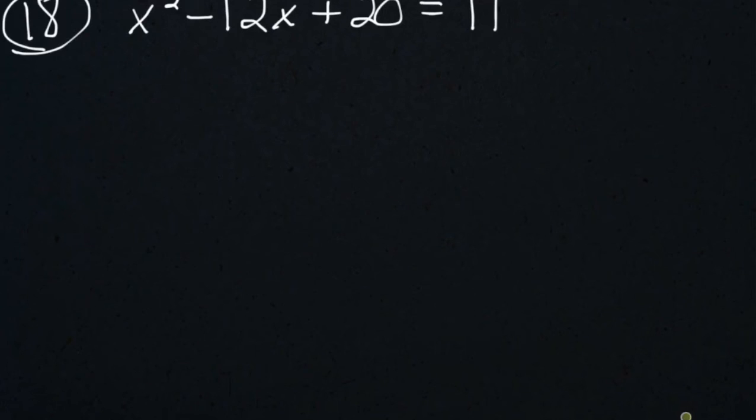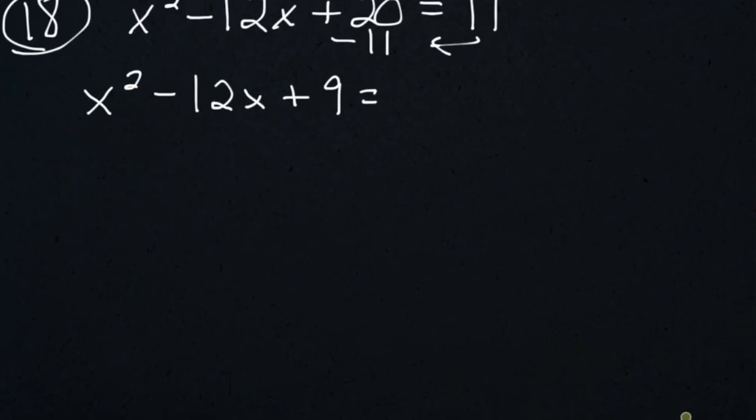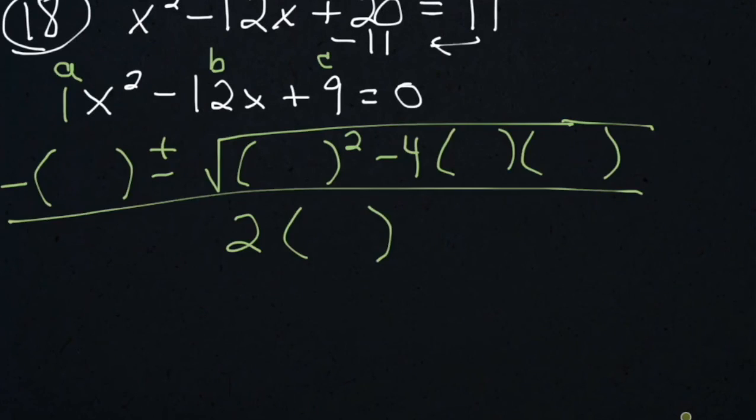Number 18. Is my function equal to 0? No. I need to move the 11 over. That means subtracting 11. Okay? So my equation becomes x squared minus 12x plus 9 equals 0. Now that it's equal to 0, I can label A, B, and C. Let's write down the equation. Now plug in your numbers. Negative B. B is negative 12. A is 1. C is 9. Now simplify. Negative 12 is positive 12.